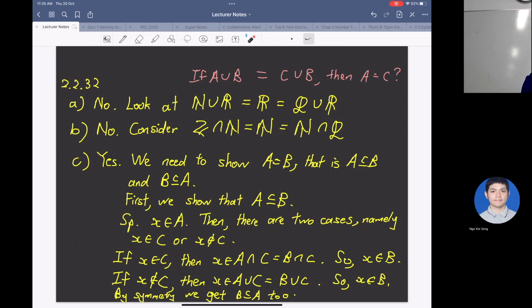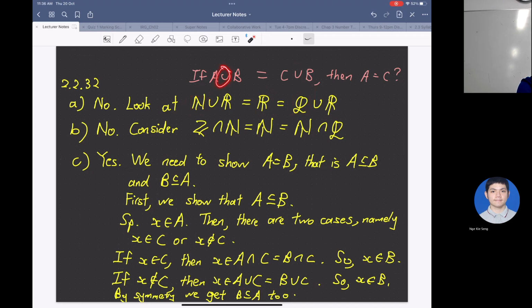Okay, let's look at the question. So 2.2.32, the question is, if A union B equals C union B, is it the case that A equals C? Okay, the answer is no. So I can take N union R and then Q union R. They are equal. The unions are equal, but A is not equal to C.